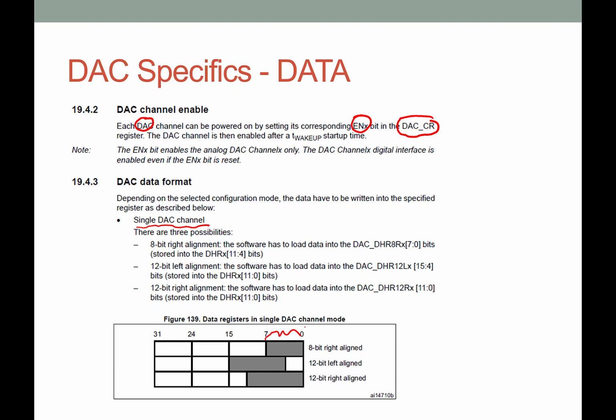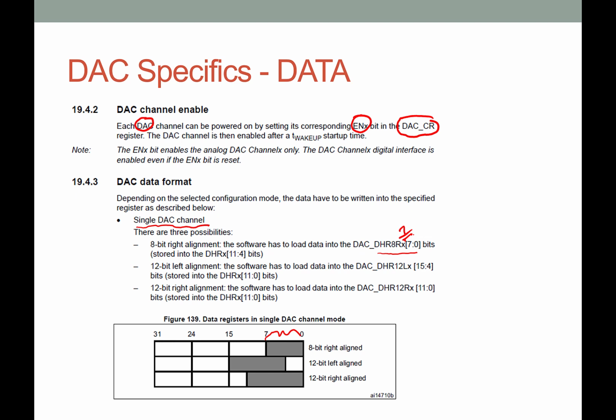Notice that it says the software has to load data into the DAC DHR8RX bits 7 through 0. Again, this would be 1 or 2 for that X, depending on which one you're doing. We could just use the DHR 1 or 2 in the first place. So in any case, be aware of that.